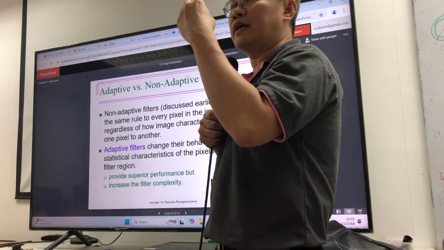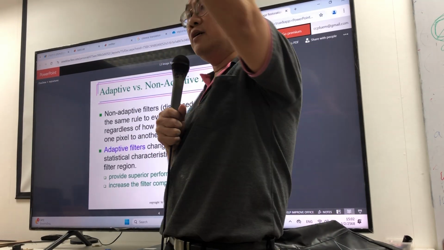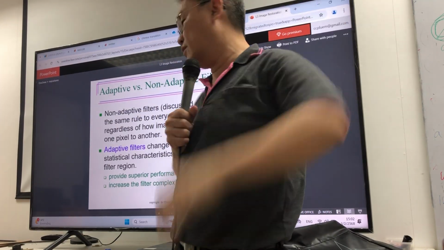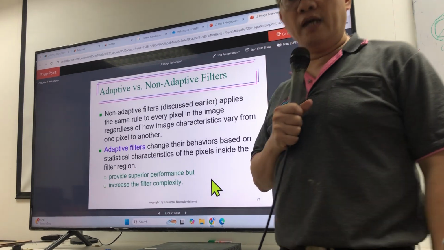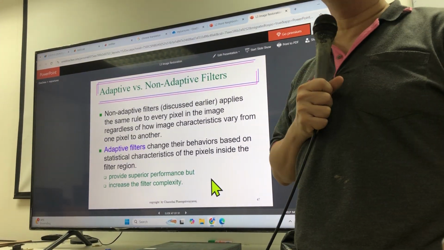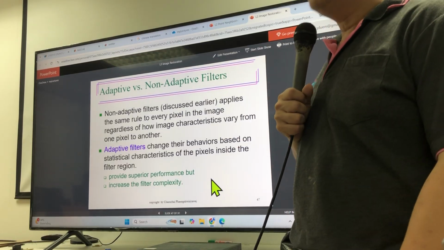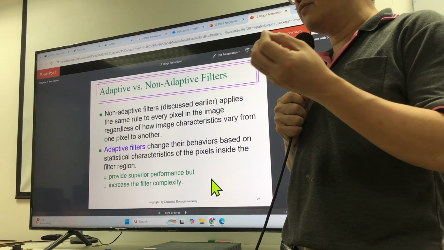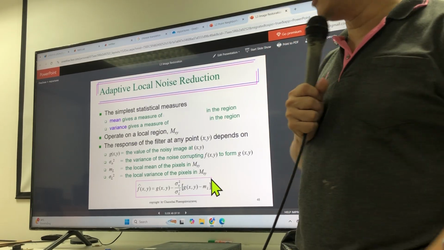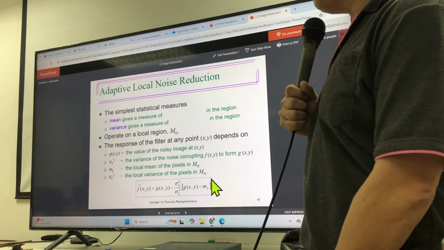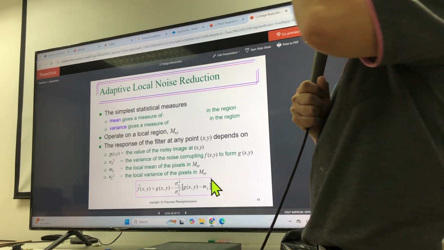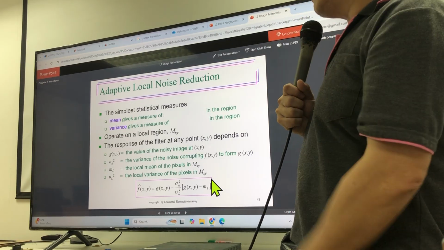The median filter doesn't care what image it is; you apply the same rule every single time. But in this case, it's not. A lot of the time an adaptive filter performs much better than the non-adaptive one, but of course it comes with a cost: it's more complex. For example, the adaptive local mean filter, or adaptive local noise reduction.